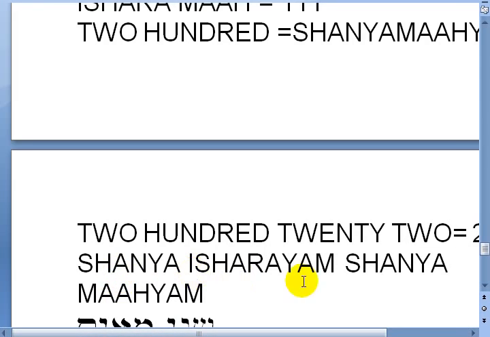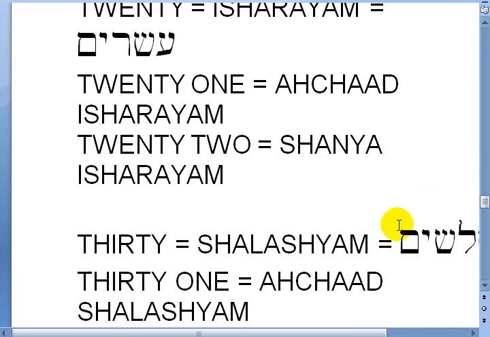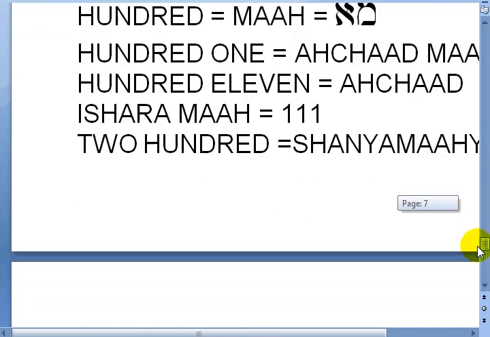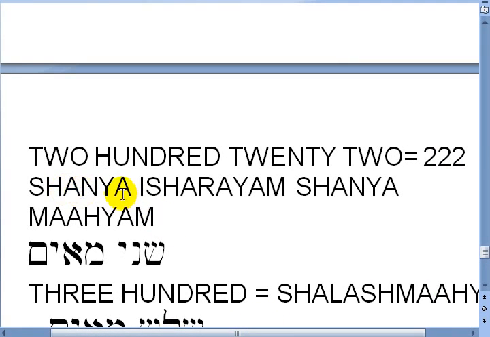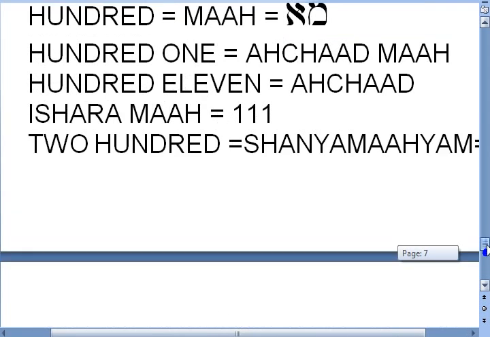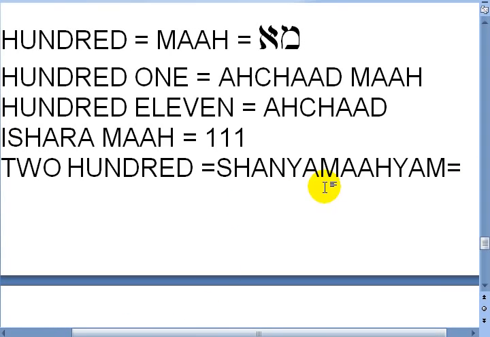Because Shanya Aisharayam is what? 22, right? Let's go back up here to 22. Shanya Aisharayam. So that's 22. So you've got that covered, the 22 at the end. So you got Shanya Aisharayam, the 22, and then Shanya Ma'ayam, because 200 is, as you see it there, Shanya Ma'ayam.